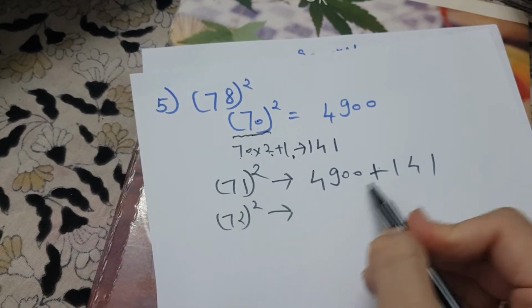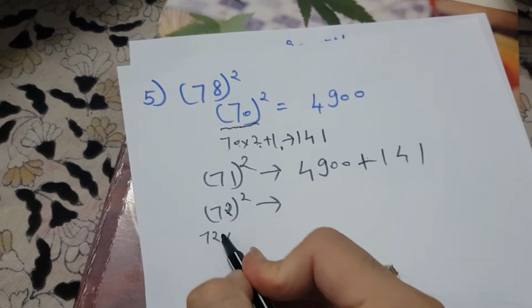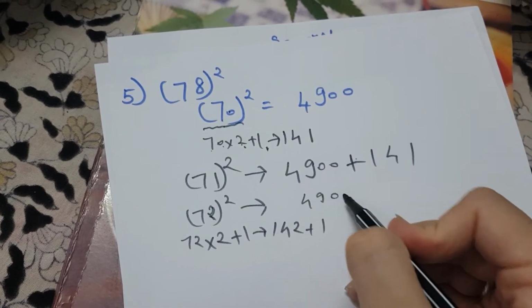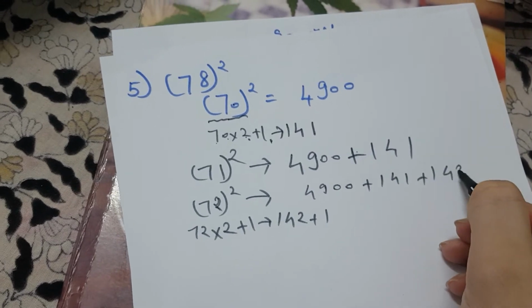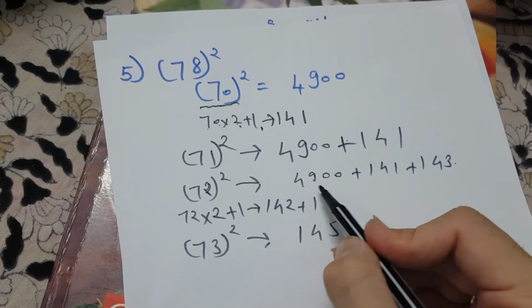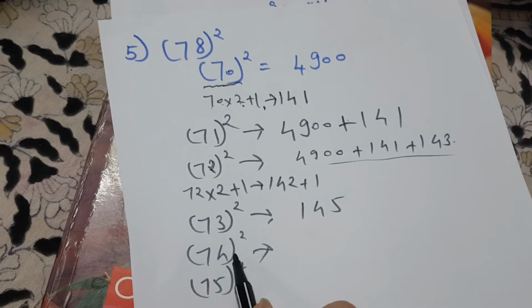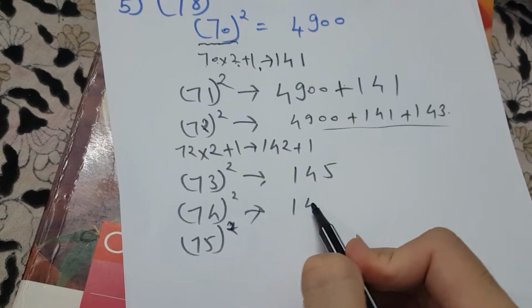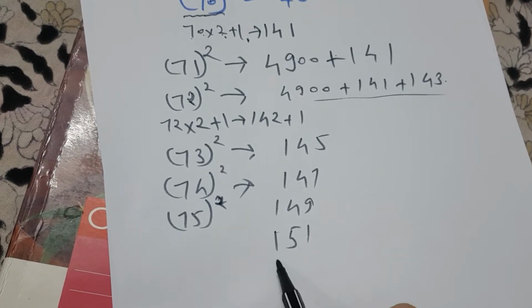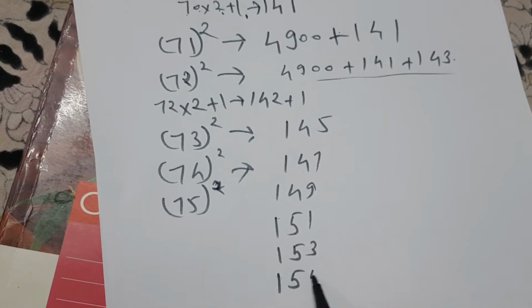For 72 square we have similarly, this is 72, so you have to multiply this by 2. 72 cross 2 plus 1 means 144 plus 1, that is 145. Means this will be 4900 plus 141 plus 143. In this way, for 73 also you can easily get the number. You need to add in all these. Okay, for 74 square, 75 square, you just need to multiply it by 2, then add plus 1. So this will give you 147, 149. Similarly for 76 square 151, 77 square 153, and the last that you need to get is 78. That is simple. This is for 78 square.